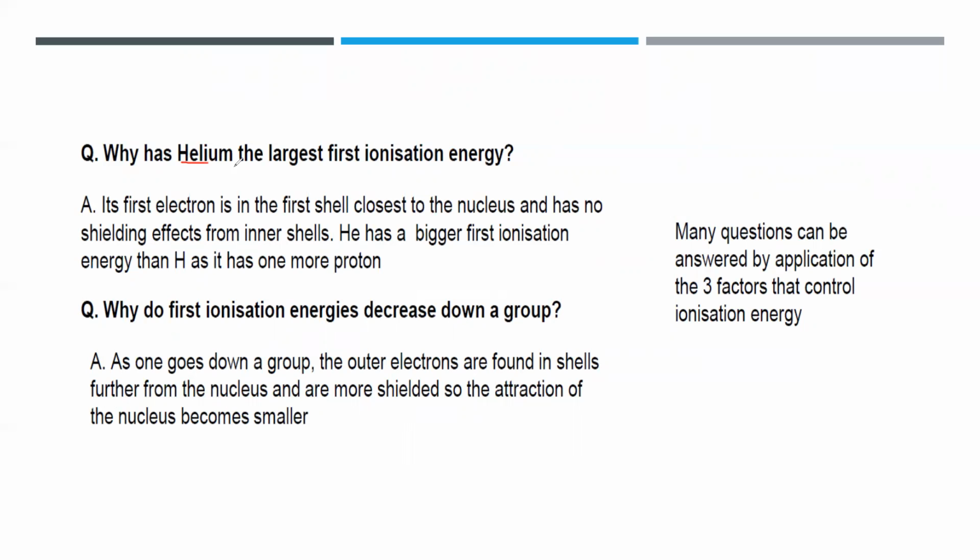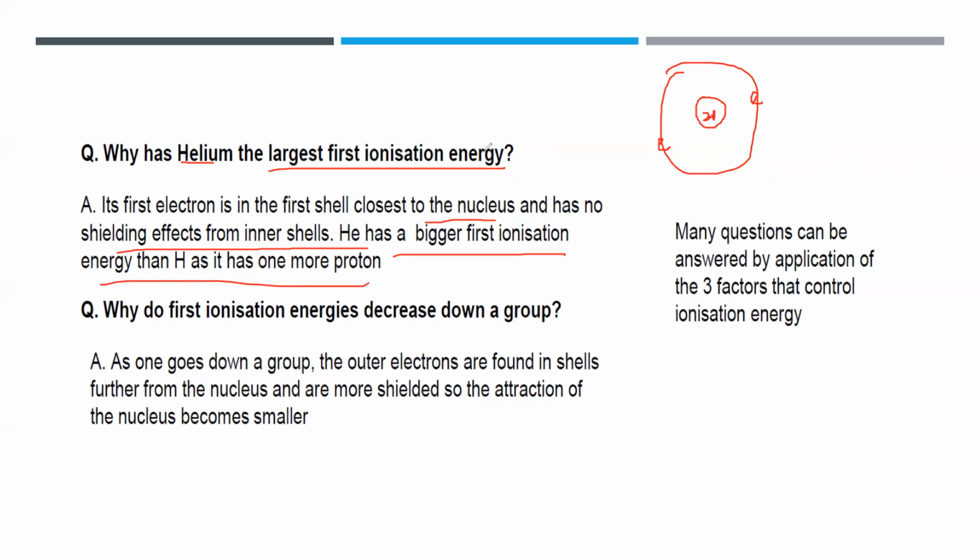So if a question is why helium has the largest first ionization energy, what's the reason? Because helium contains two protons and two electrons; I'm not drawing the neutrons just because it's a structure. The electrons are closer to the nucleus. Its electrons are in the first shell, which is the closest to the nucleus, so there is no shielding effect. So helium has a bigger first ionization energy than hydrogen, which has one proton.